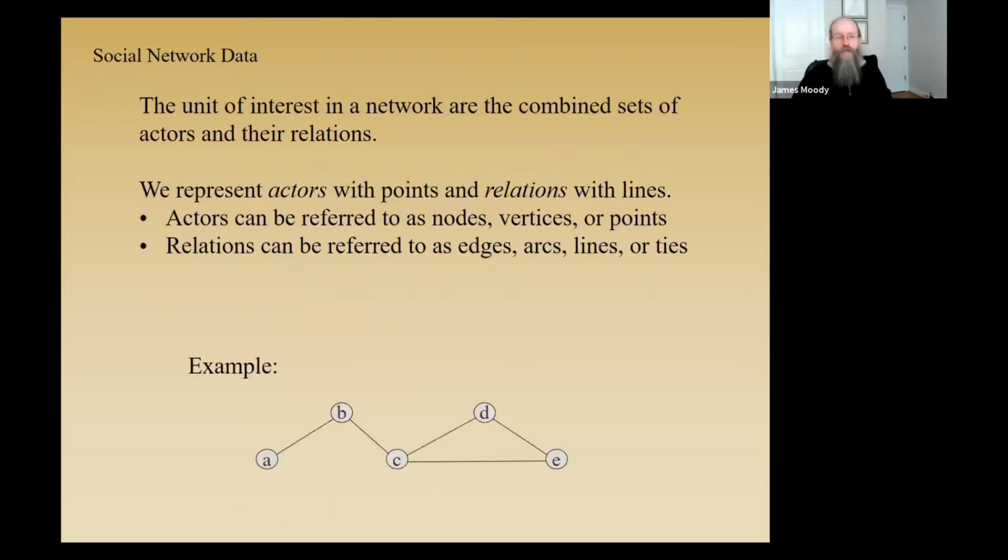Networks are defined as the combined set of actors and their relations. Actors are variously referred to as nodes, vertices, or points, and relations are referred to as edges, arcs, lines, or ties. And this is just a simple little example here.